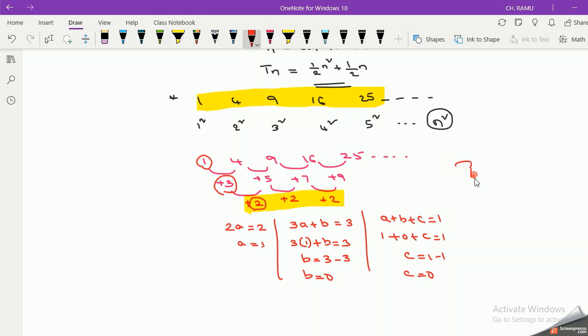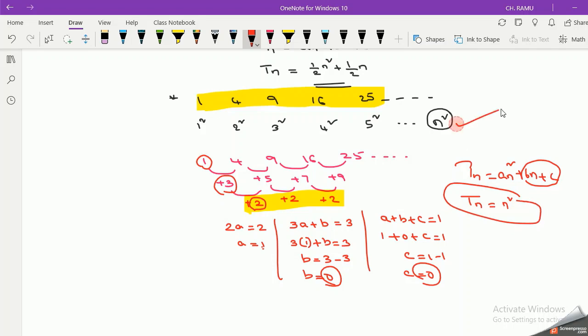So what is the nth term? An square plus bn plus c. Clearly b and c are 0, so that part will be totally 0. Then Tn is equal to a value 1 into n square. If we do it directly, n square, according to the problem we did, you will get n square.